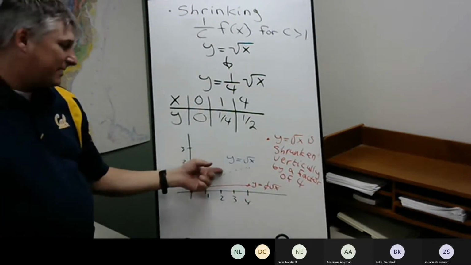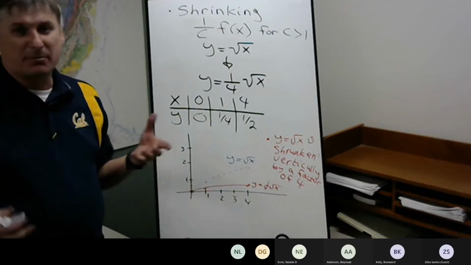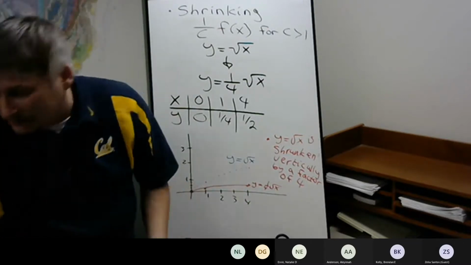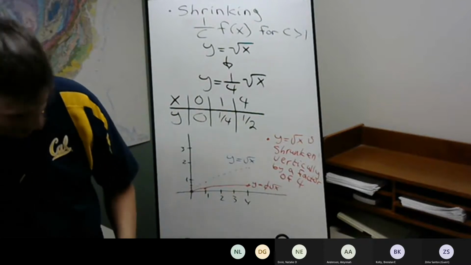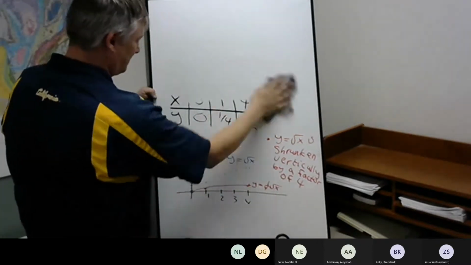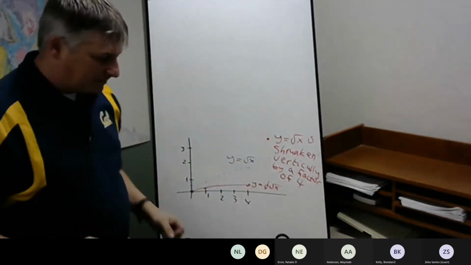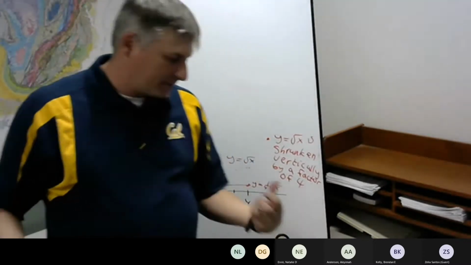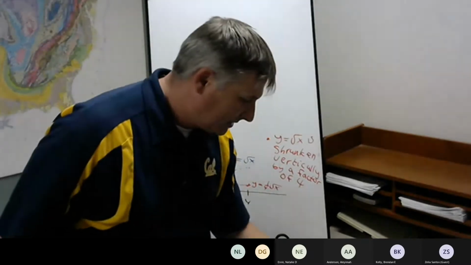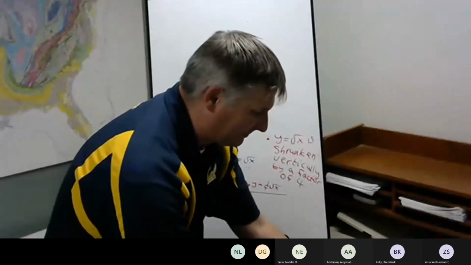So again, this lets us modify this canonical function into something that we might find more useful depending on what we're studying or trying to model. So that's how you handle things vertically. Now, what about the horizontal?